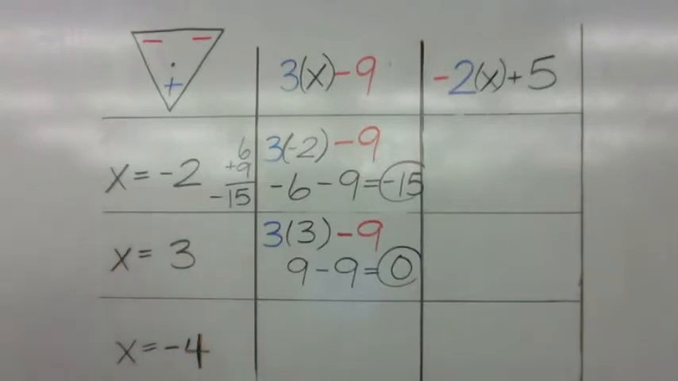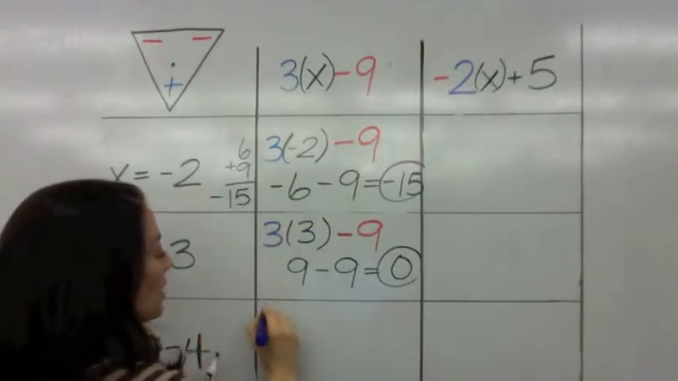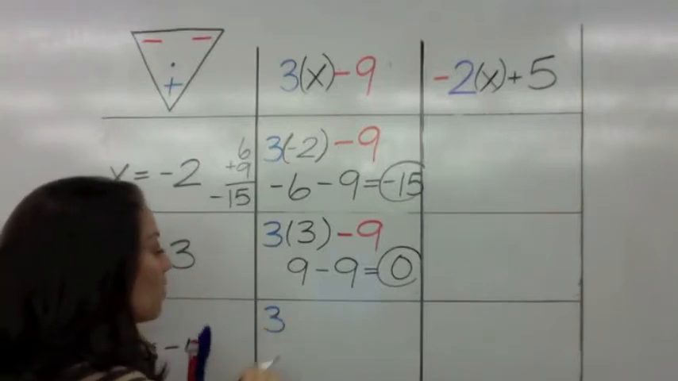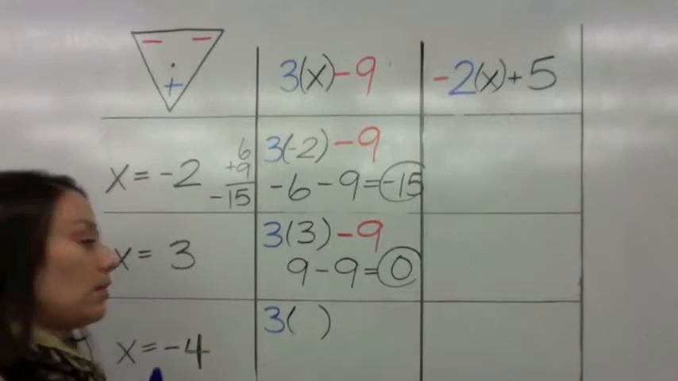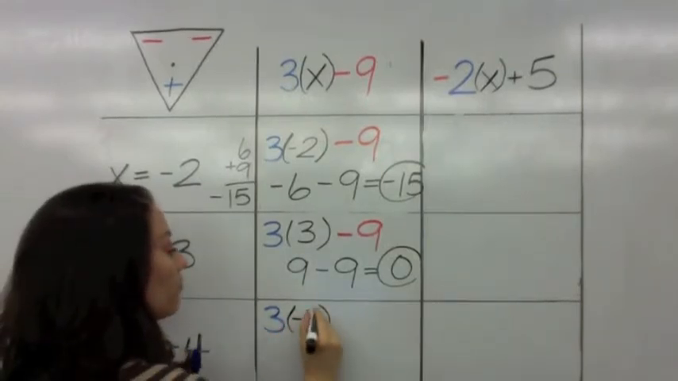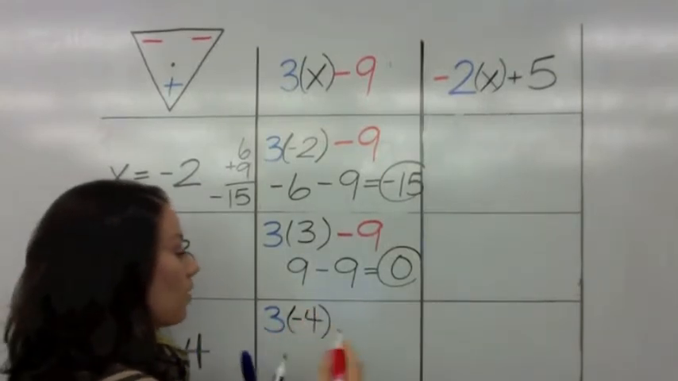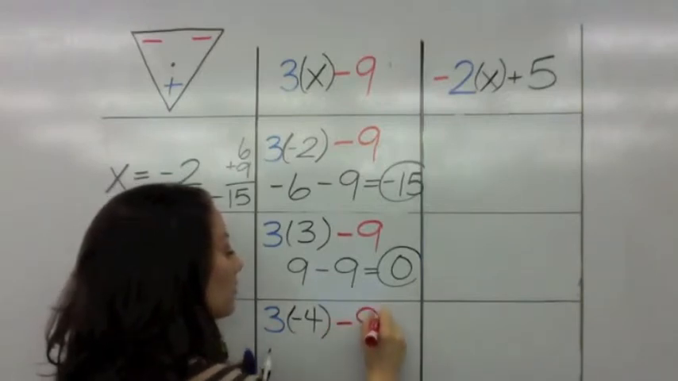Okay. So our expression is 3x minus 9. So we're going to say 3. What number goes in parentheses? What number goes here? Negative what? -4. Then we're going to subtract 9 from that.